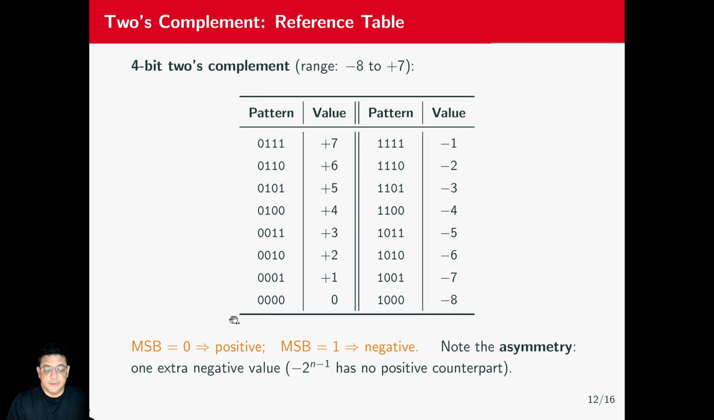Now, the most significant bit being 0 means positive, and the most significant bit being 1 means that it's negative. Note that there is an asymmetry here: we have one extra negative value, and minus 2 to the n minus 1 has no positive counterpart. So we have minus 8, but we don't have 8. Okay?